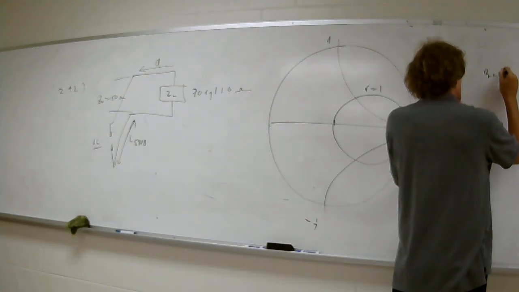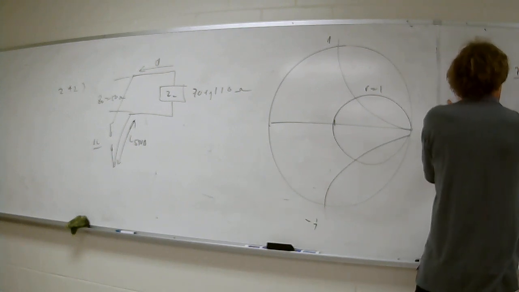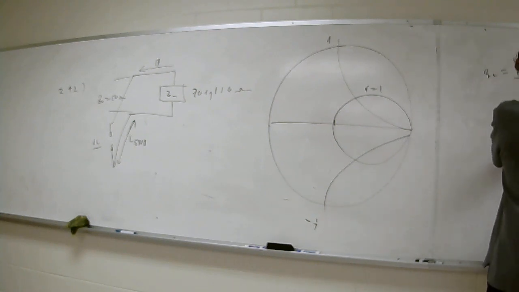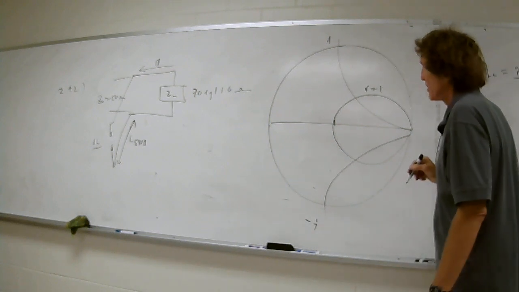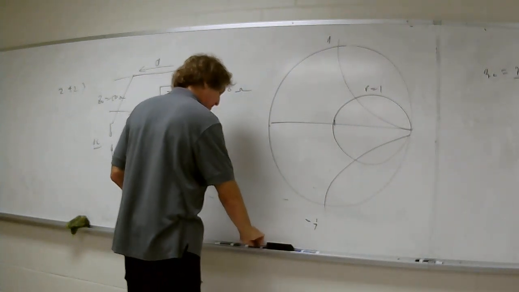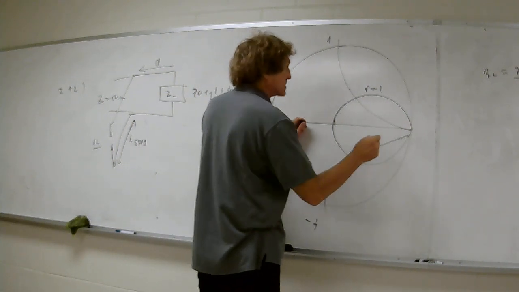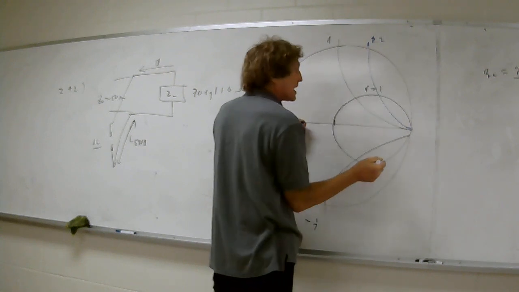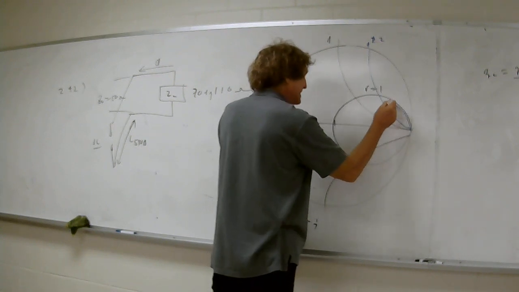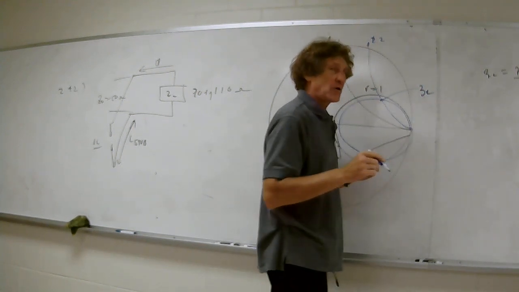So ZL normalized is going to be 70 plus J110 over 50, right? And what is that going to be? 1.4 plus J2.2. All right, now that's ZL. I'm going to plot that, but we're not going to use that. And this is a common mistake, especially for people who are a little rusty with this. J2.2 is somewhere about here, and 1.4 is a circle that's about here. It's inside the one circle, so this would be ZL. Y'all follow me on that?